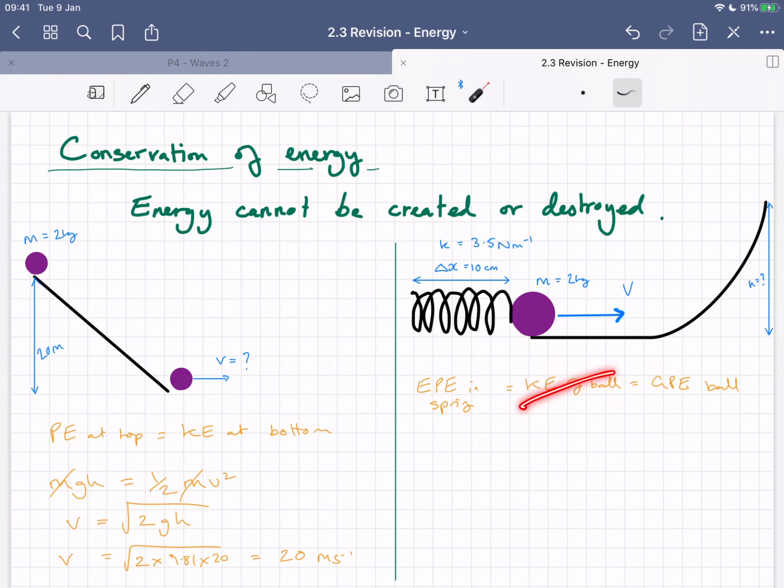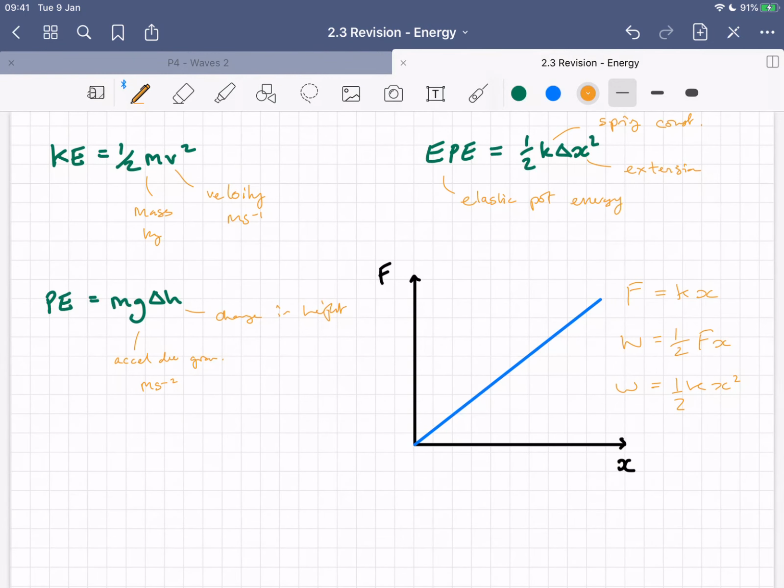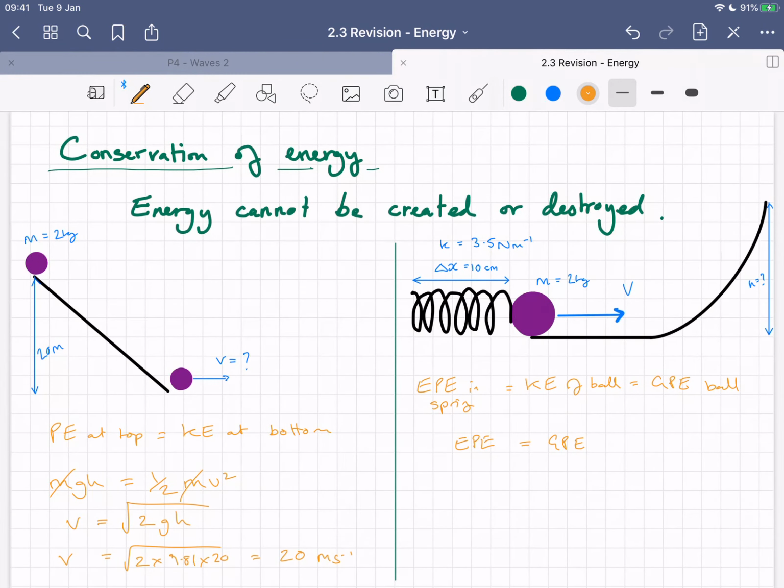So in actual fact, I don't need to calculate this because it all just carries straight through. All I really care about is that the elastic potential energy of the spring is equal to the gravitational potential energy of the ball. So in that instance, I can just use my equations. The elastic potential energy from the previous page was a half k delta x squared, and that is equal to mgh.